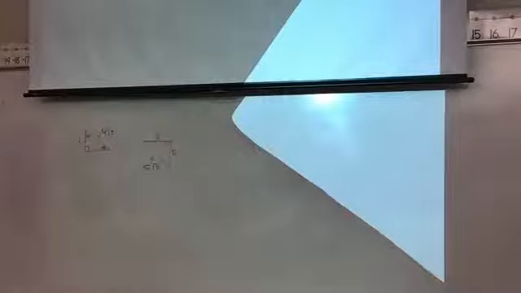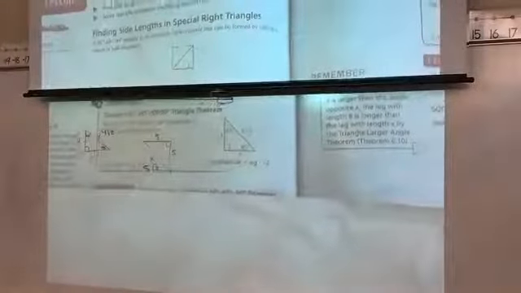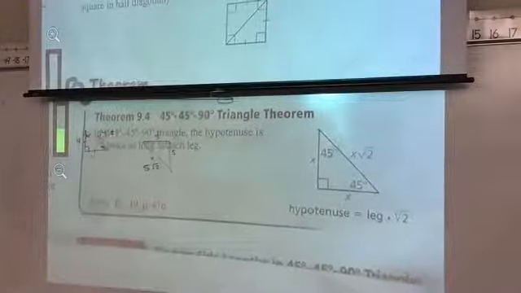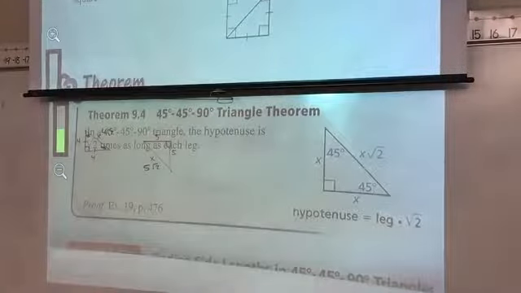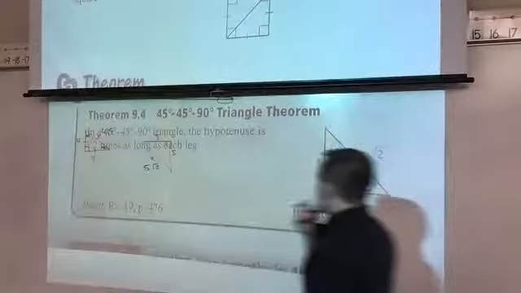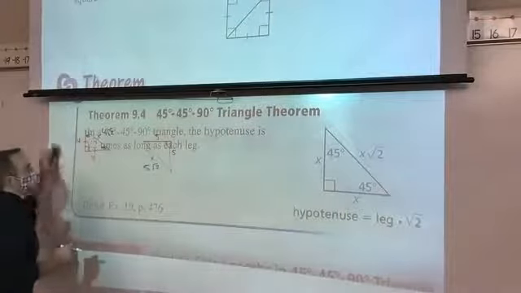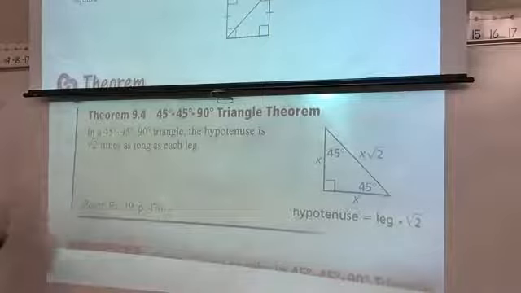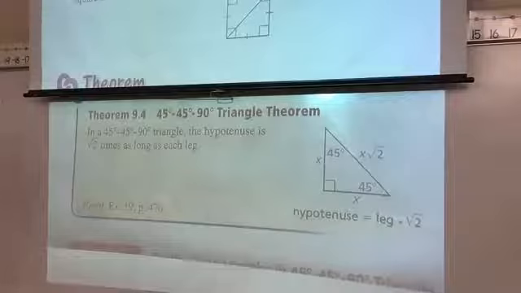All right, so let's take a look at that theorem. Our 45, 45, 90 triangle theorem here. It does have to be a right triangle, we know that, and specifically a 45, 45, 90. This tells us in that situation, the hypotenuse is √2 times as long as each leg. So whatever the leg is times √2, and we get it.